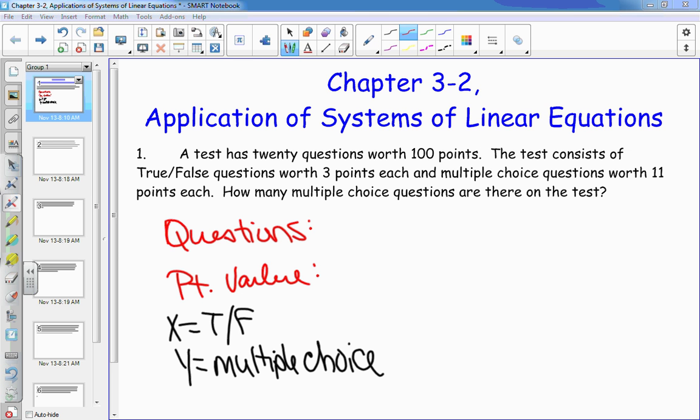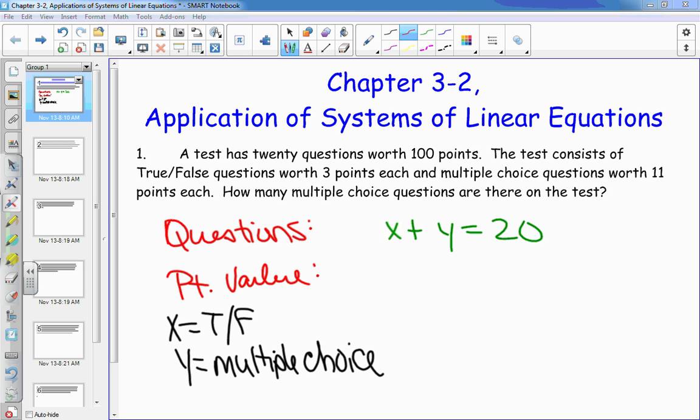True and false is what? X, and means what? Plus multiple choice, which is Y, and that has to equal my total questions, which is 20. So my question equation is X plus Y equals 20, because I have all my true and false questions plus all my multiple choice questions, and that has to equal my total amount, which is 20 questions. Does that make sense?